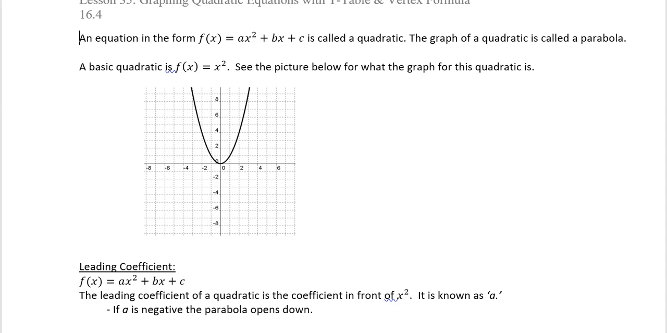Okay. And whenever you have a quadratic equation, you're going to get a parabola shape, which I also refer to as a U shape. The second line says a basic quadratic is f of x equals x squared. And below I have the picture for that. It's really important that you drill this foundational picture into your head, because this is going to help us today, and it'll help us also on Monday when we learn a different way of graphing quadratics.